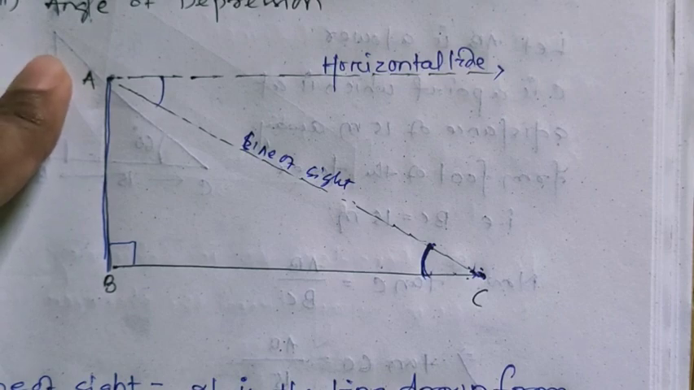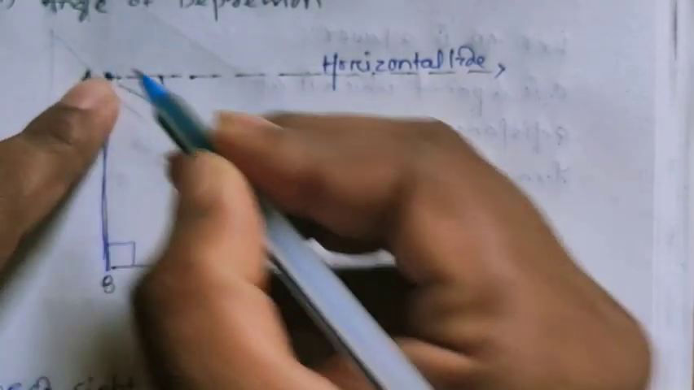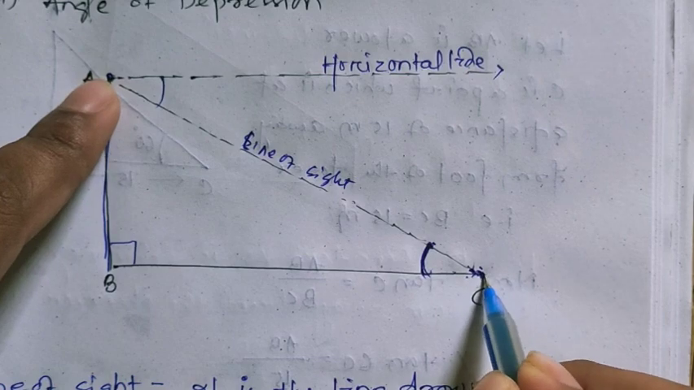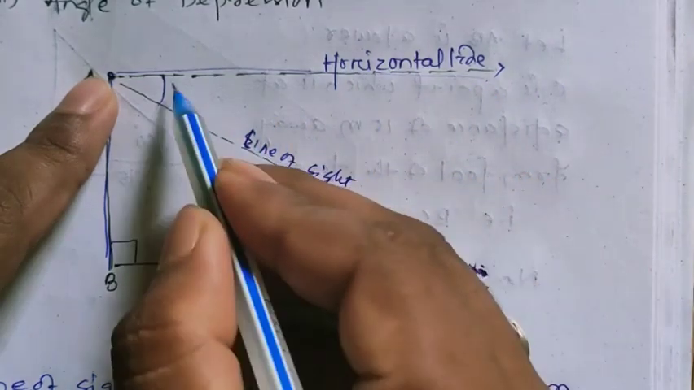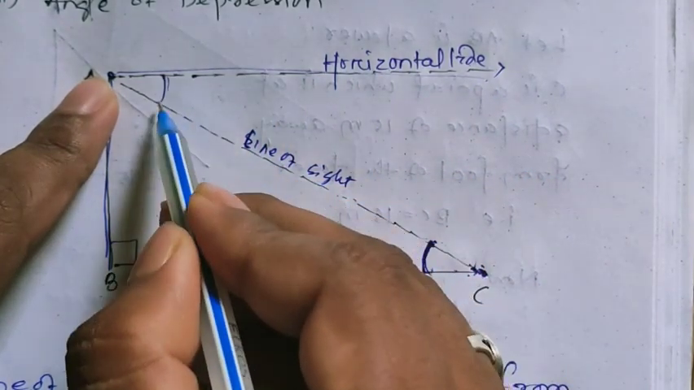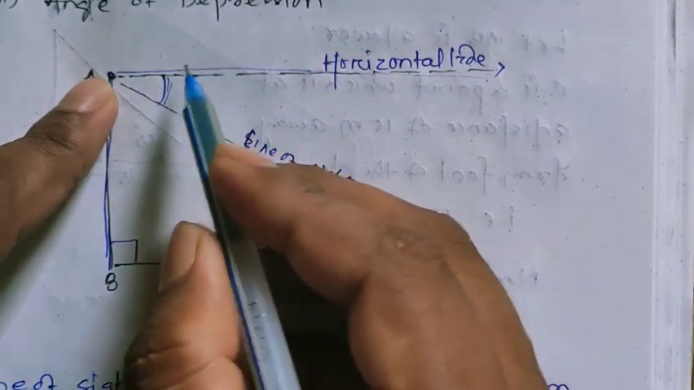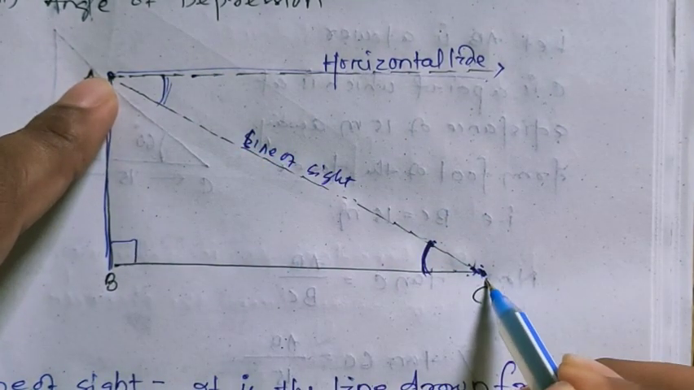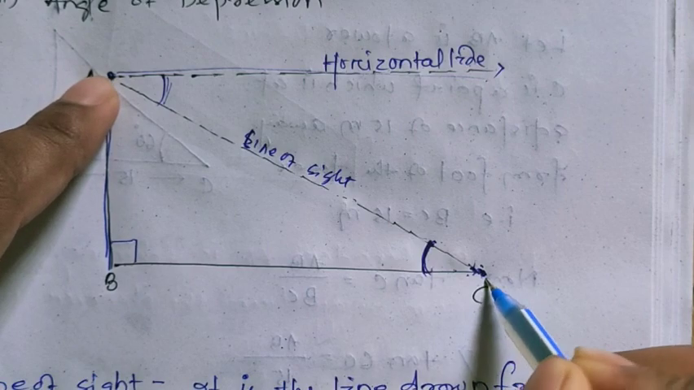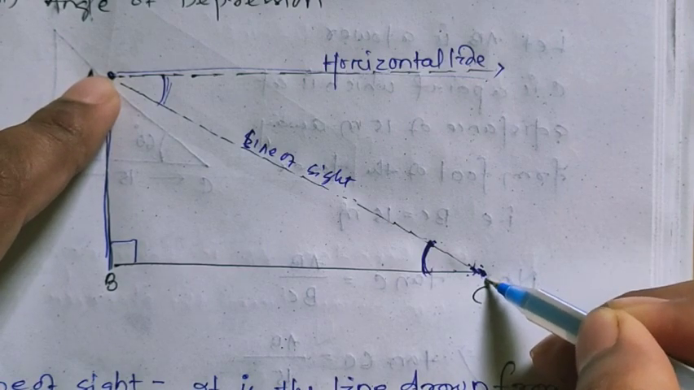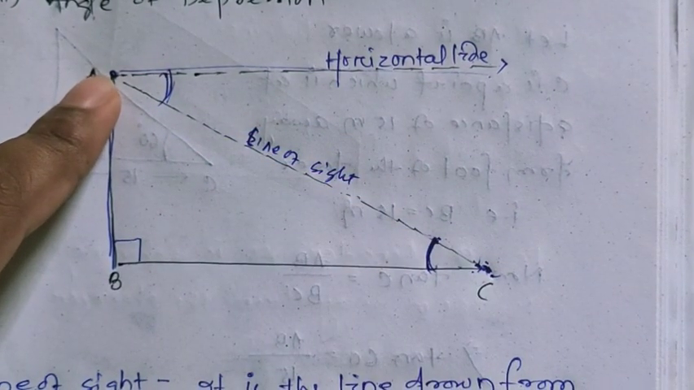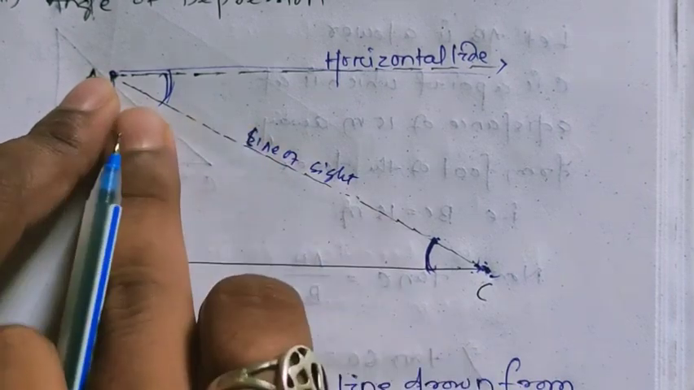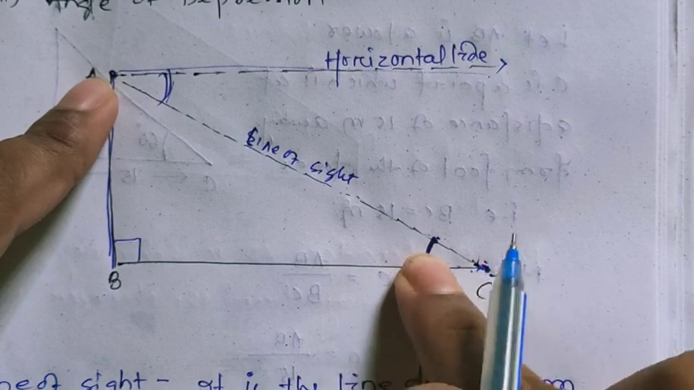Understand? And what is angle of depression? If I am here and I want to see the point C, and this is your horizontal line, then the angle between the line of sight and the horizontal line, when the object is below the eyesight, or we can say below the horizontal level, is known as angle of depression. Understand? So this is angle of depression and this is angle of elevation.